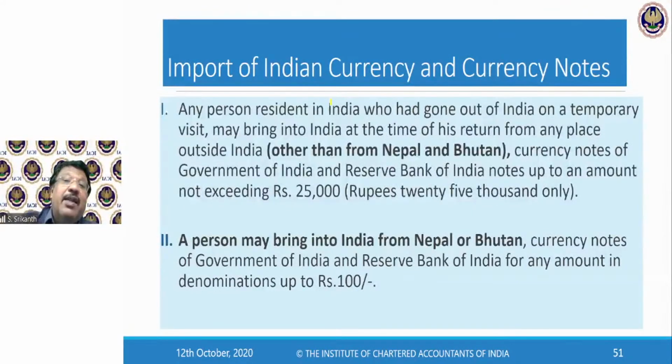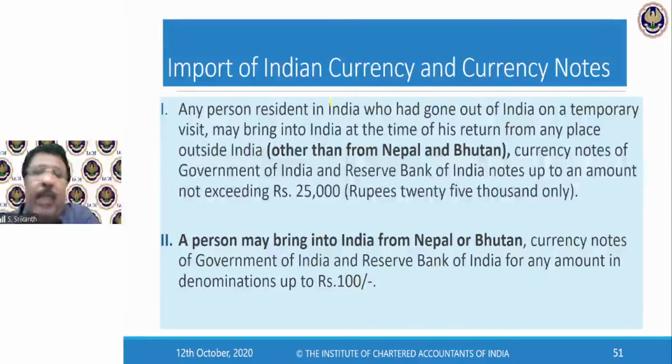Any person resident in India who has gone out of India on a temporary visit may bring into India at the time of his return from any place outside India other than Nepal and Bhutan currency notes of Government of India up to an amount not exceeding 25,000. Note it. You are coming back from Europe. Why are you bringing rupees? So you would have taken out. Now, maximum you cannot take more than 25,000 and bring it back. Or if somebody is giving you rupees, it cannot be more than 25,000. Okay.